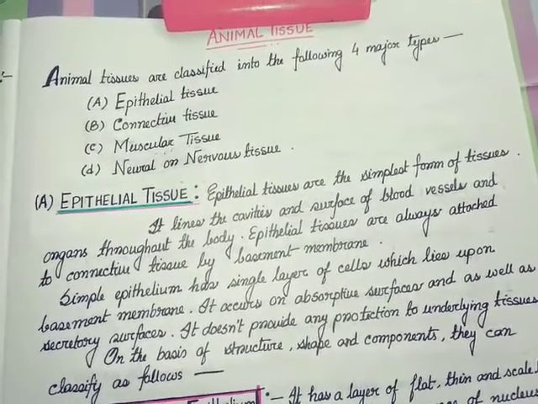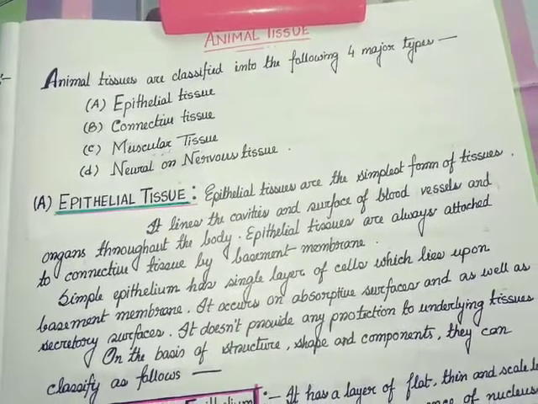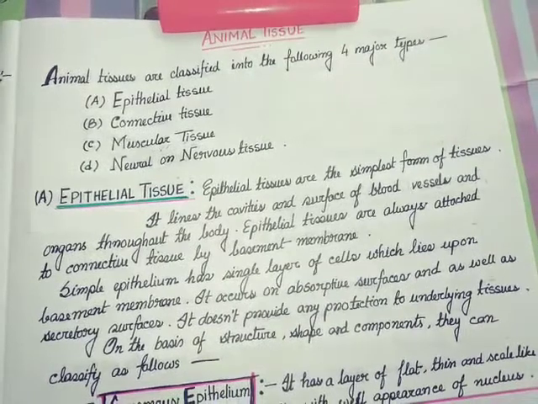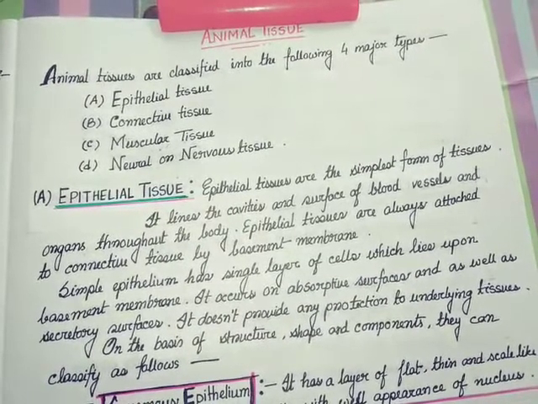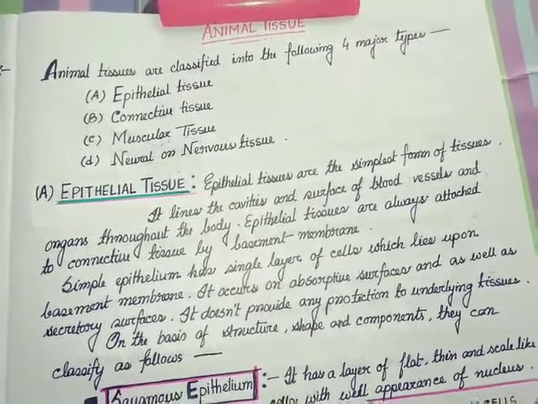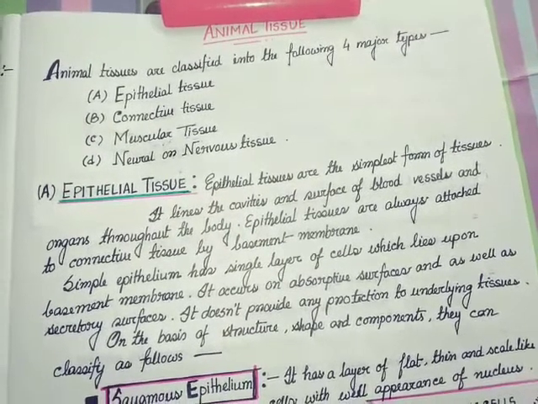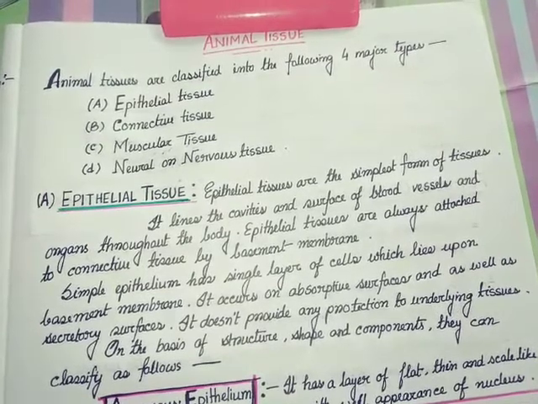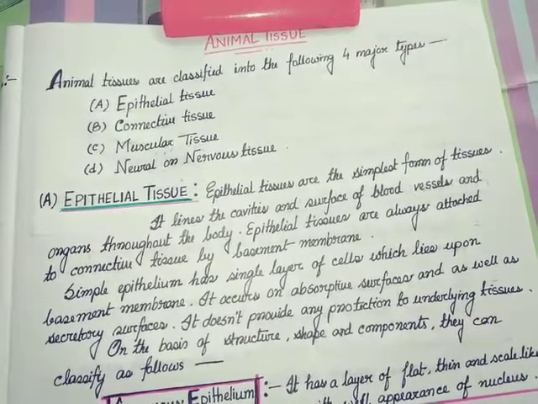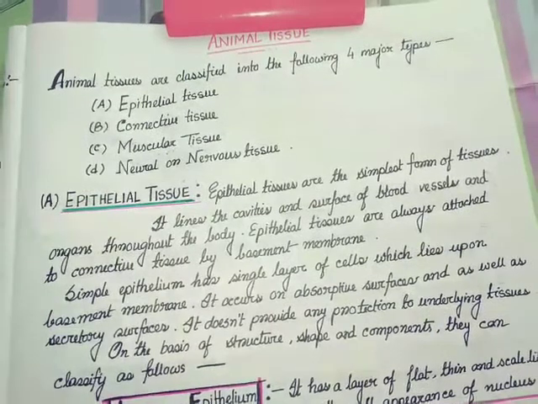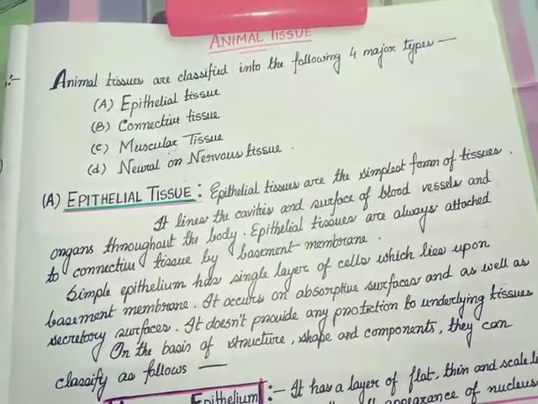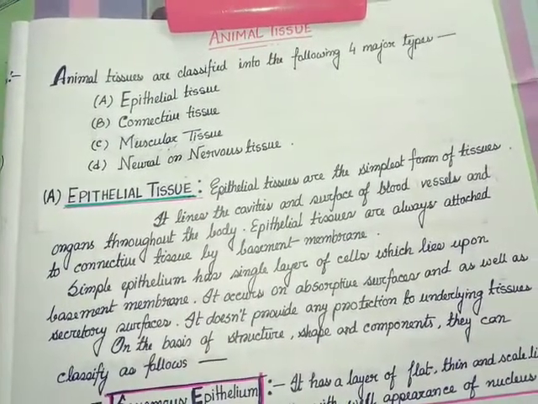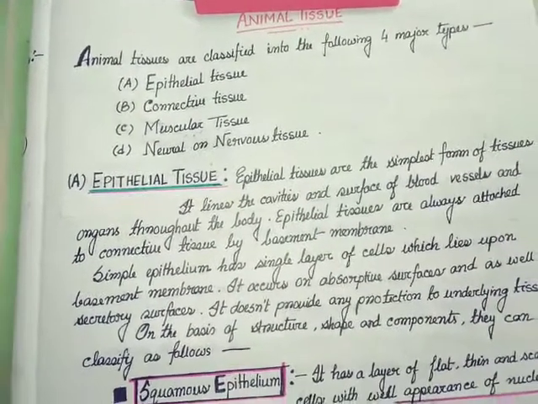Now animal tissues are classified into four major types. First one is epithelial tissue, second one is connective tissue, then muscular tissue, and neural or nervous tissue. All the explanation we have to go through in this chapter. Today we will do only the epithelial tissue, okay, and after that we will do connective, muscular, and neural tissue. So the first one, epithelial tissue.